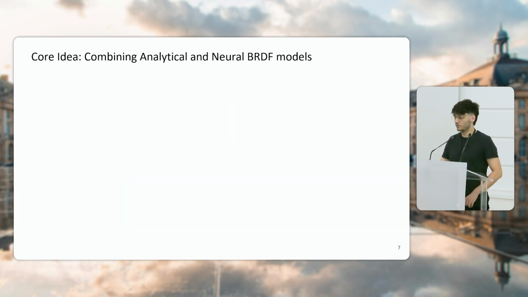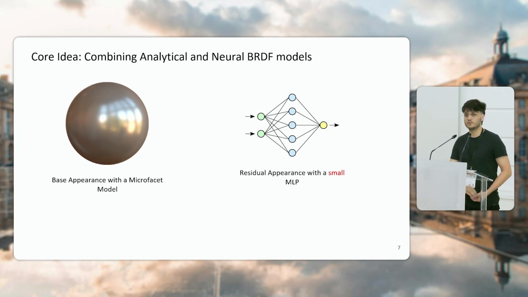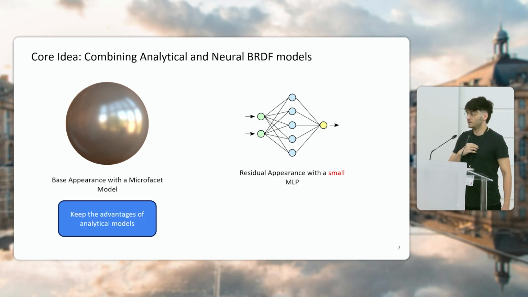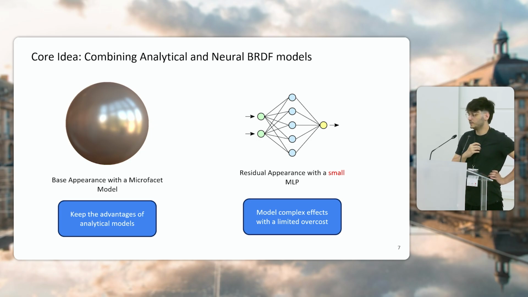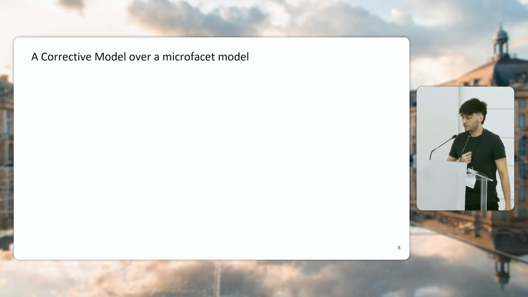So the idea we present is combining analytical and neural BRDF models, starting with a base appearance from a microfacet-based model, and computing only the residual appearance with a very small neural network. We want to keep the advantages of the analytical model, so intuitive editing, fast evaluation, and importance sampling scheme, and have the more complex effects evaluated with this small MLP, limiting the overcosts that we introduce with the neural method. The way we implemented it is as a corrective model over a microfacet model.